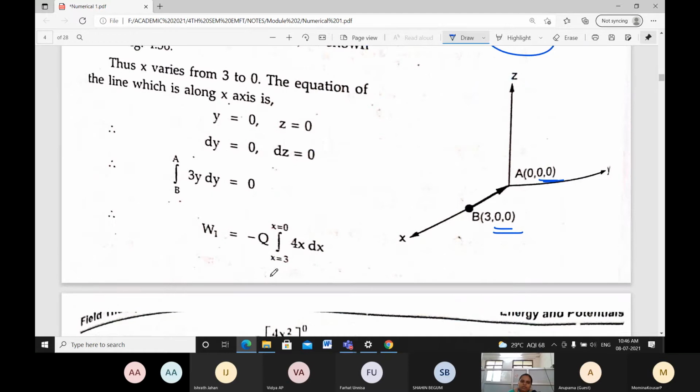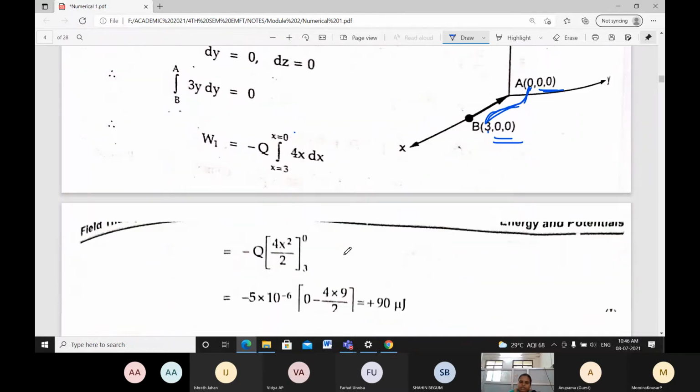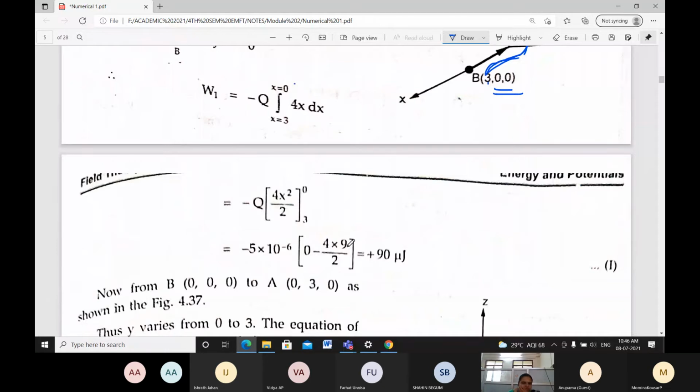W1 is going to be minus q, where it is varying from 3 to 0. Observe here the limit I am taking: 3 to 0, b to a, 4x into dx. Then apply the integration. You will get 4x squared divided by 2, where the limit is 3 to 0. Then we know the charge, that is minus 5 into 10 raised to minus 6. Apply the limit: 0 minus 4 into 9 divided by 2, you will get plus 90 microjoules. This is one problem.